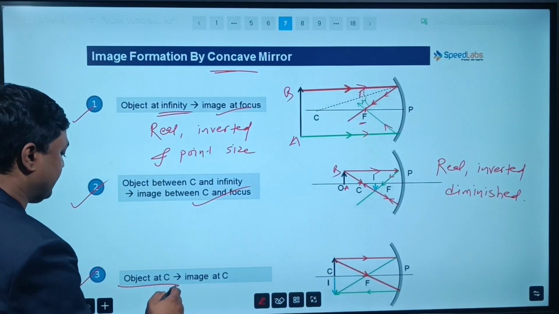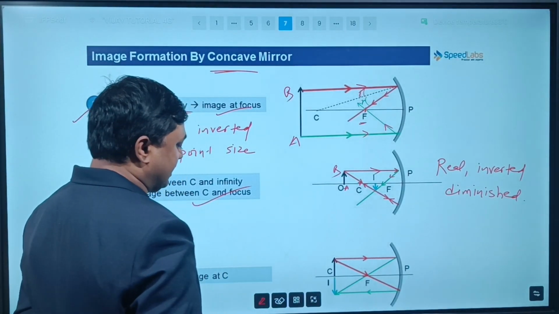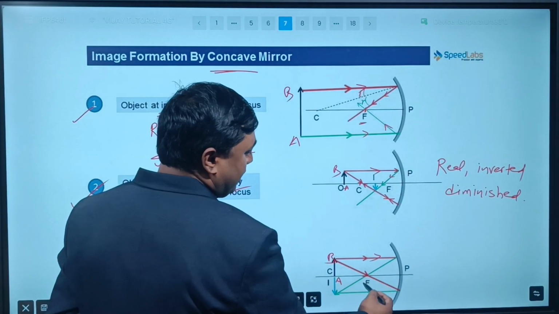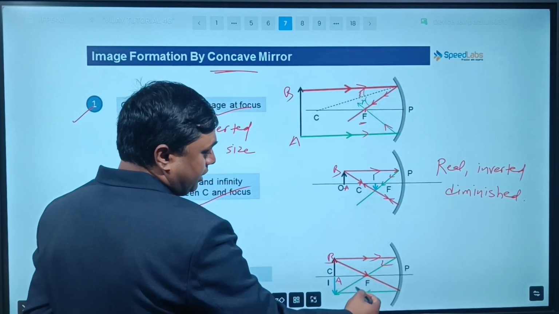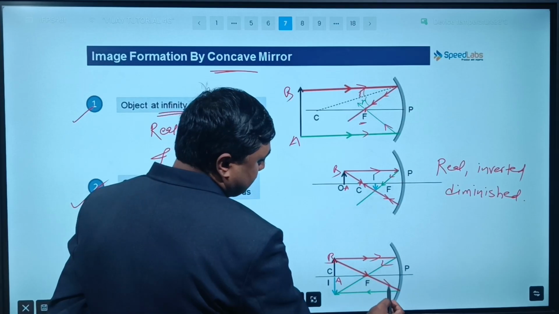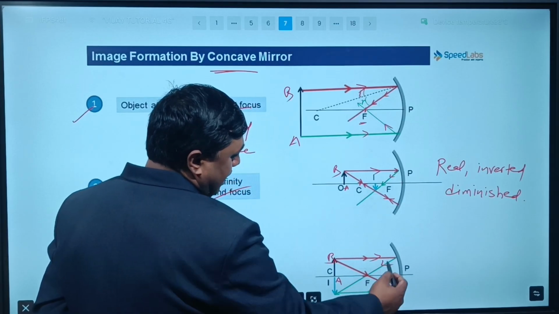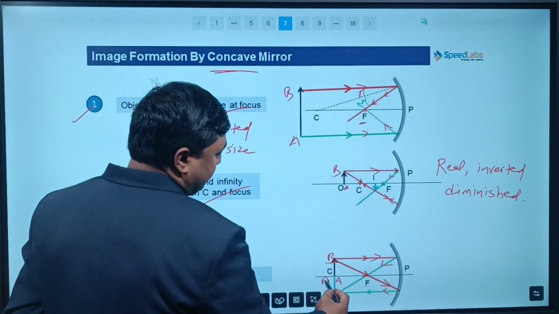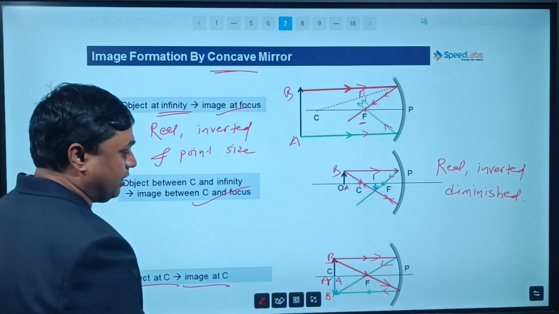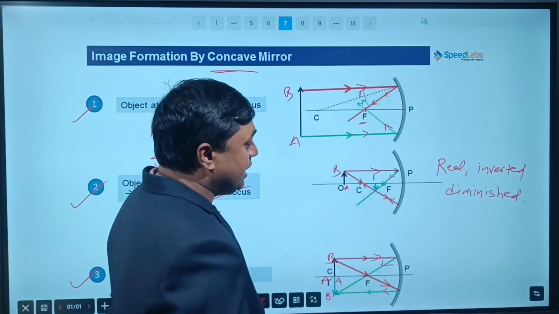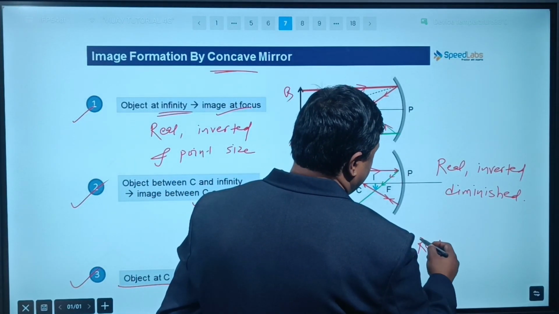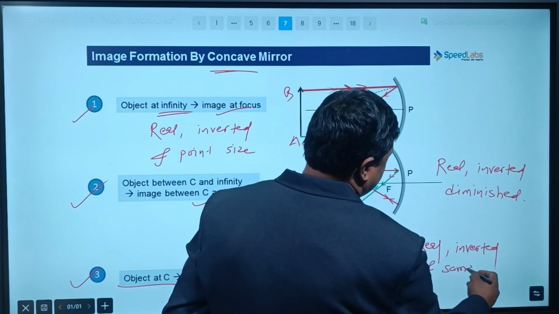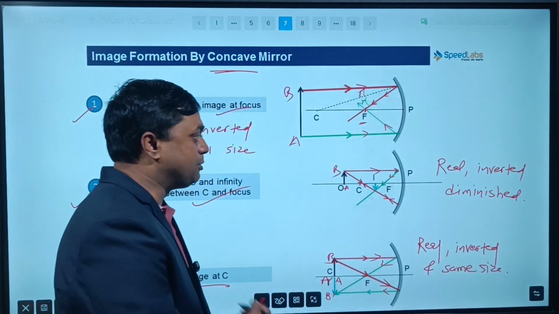Now next case, when the object is at C, at the center of curvature. AB is the object. You take one light ray which is parallel; after reflection it passes through the focus. Second, you pass through the focus, it becomes parallel. Yes or no? So this light ray and this reflected light ray meet exactly at C only. So A dash B dash image is formed at C only. In this case, the image is real, inverted and same size. Is it clear? Please make a note of this.